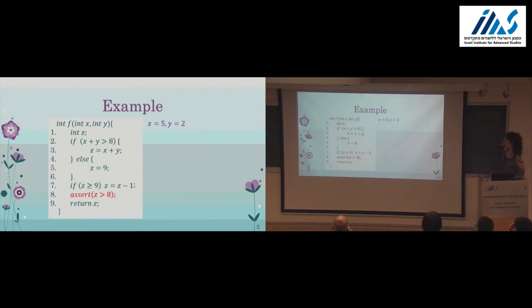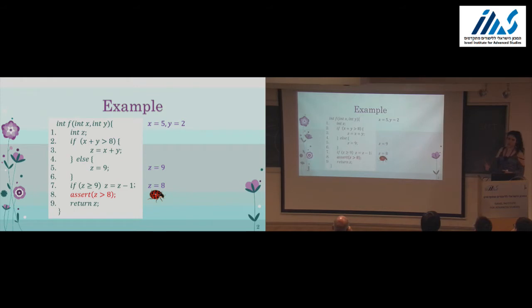But for the input x equals 5 and y equals 2, here's what we get. This program checks if their sum is greater than 8. It is not, so z gets the value 9. Then we check if z is greater or equal than 9. It is, and z gets the value 8. Now the user says that it expects z to always be strictly greater than 8, and it is not. Thus, this is a bug.